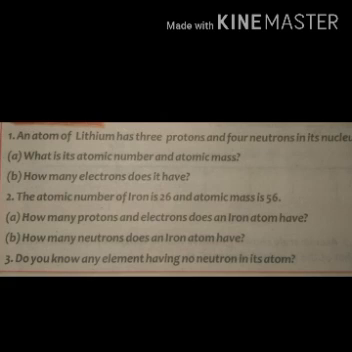Question number two: the atomic number of iron, Fe, is 26 and the atomic mass or mass number is 56. You have to find out, first, how many protons and electrons does an iron atom have? Second, how many neutrons does an iron atom have? Question number three: do you know any element having no neutron in its atom?